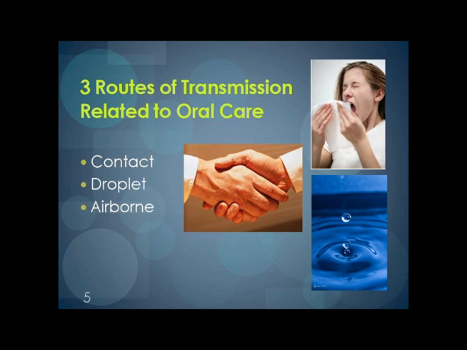The second area is droplet transmission. Droplets are generated from the source person primarily during coughing, sneezing, talking, and during the performance of certain procedures, such as can happen during oral care. And the third way is airborne transmission. Airborne transmission occurs by dissemination of either airborne droplet nuclei, small particle residue of evaporated droplets containing microorganisms, or dust particles containing the infectious agent.